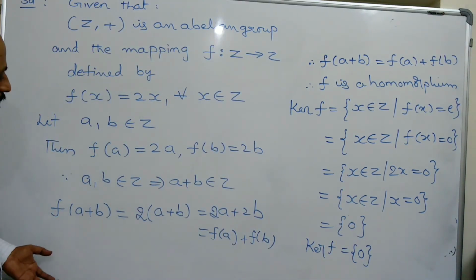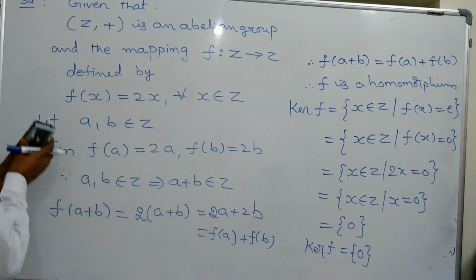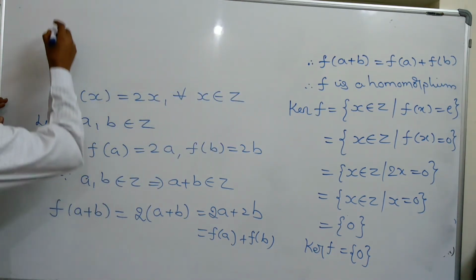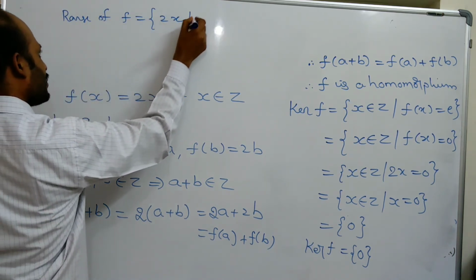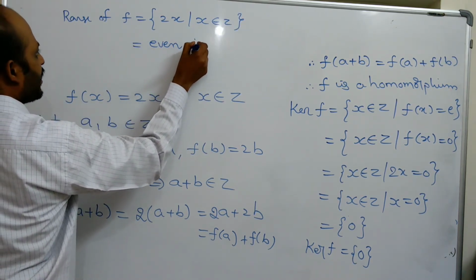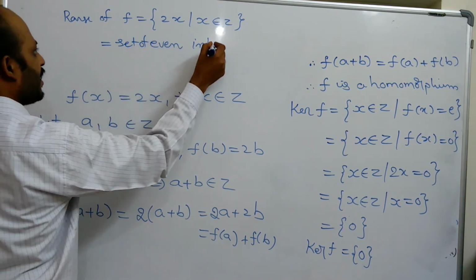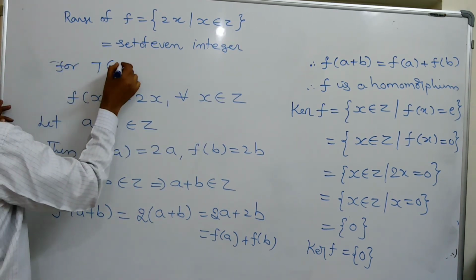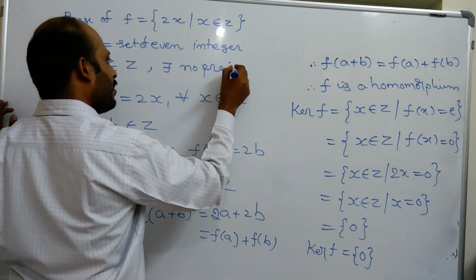And there is another question in this problem. You have to verify whether it is an onto function or not. You observe, what is the range of this function? 2x. Range of f is equal to 2x such that x belongs to Z. What does it mean? The set of even integers. What does it mean? For 7 belonging to Z, there exists no pre-image. There exists no pre-image in Z.